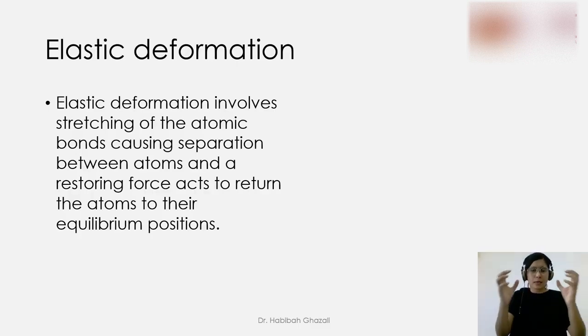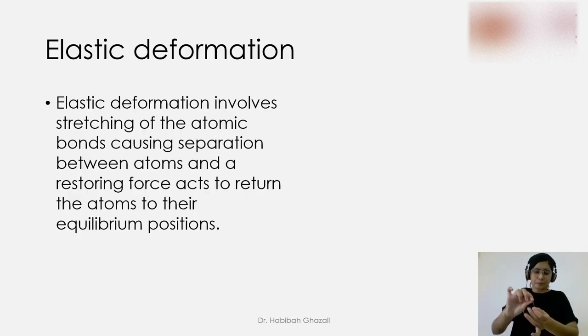And all of these atoms are bonded together with metallic bonding. So elastic deformation involves stretching of this atomic bonding, causing separation between the atoms. When we try to separate them, there's going to be a restoring force acting to return the atoms back to the equilibrium position. So if the force is not high enough, the stretch of the atomic bonding can be restored back to their equilibrium position.